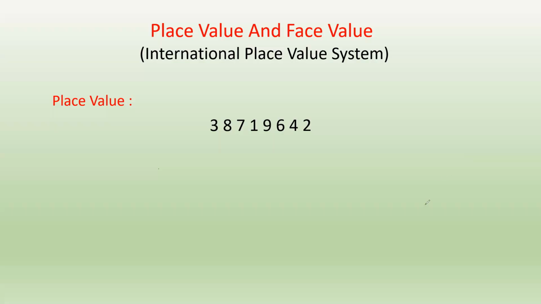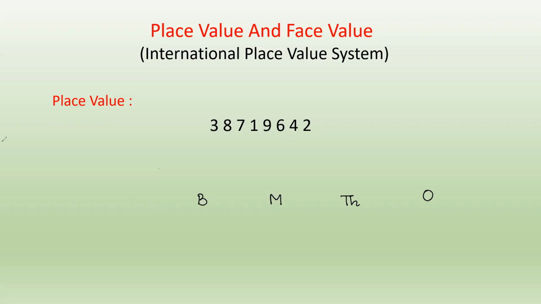Hello everyone. In this video, we will learn how to write down the place value and face value of a particular digit in a number according to the International Place Value System. Now, to understand this, let's first recall the different periods of the International Place Value System. The first period is of ones, the second period is of thousands, then the third period is of millions, then we move on to billions.